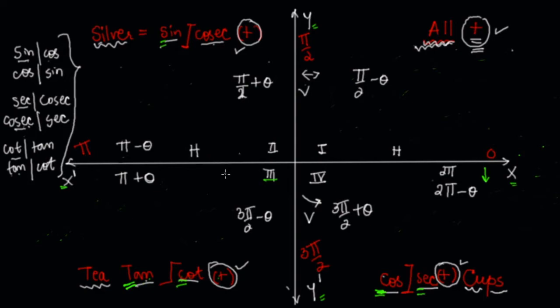Good. Now we need to be very clear about one fact, and we are coming to almost the end of this video, that whenever there is any vertical movement, that is pi by 2 minus theta or pi by 2 plus theta, or 3 pi by 2 minus theta or 3 pi by 2 plus theta, always remember the trigonometric function changes its identity.